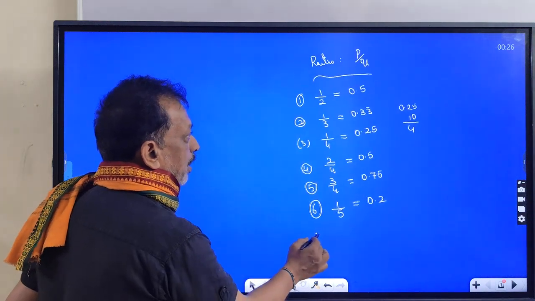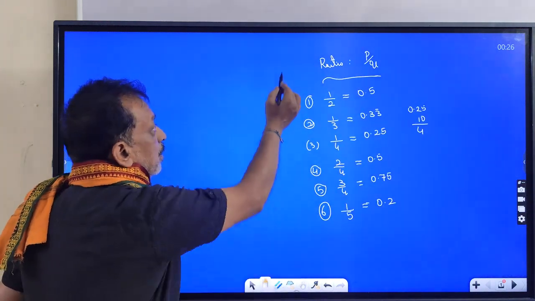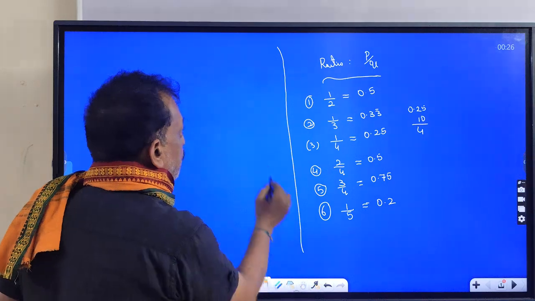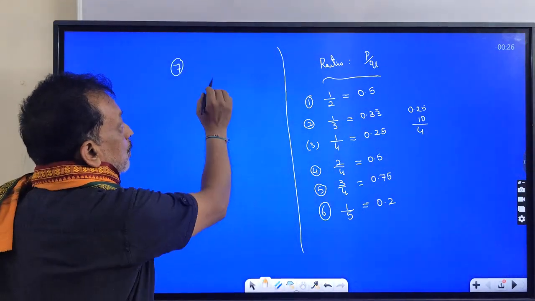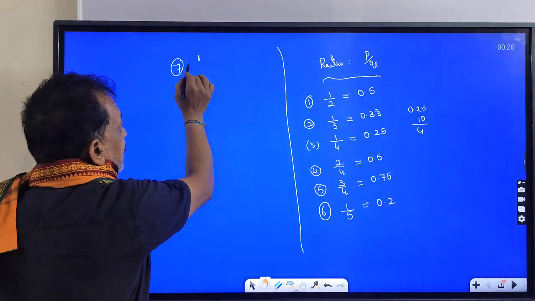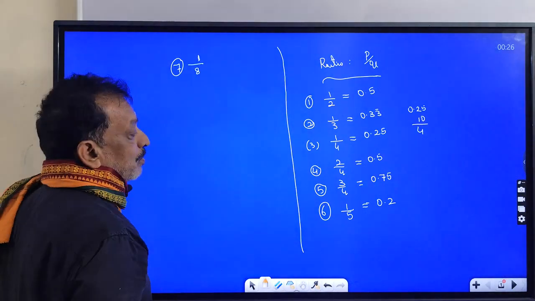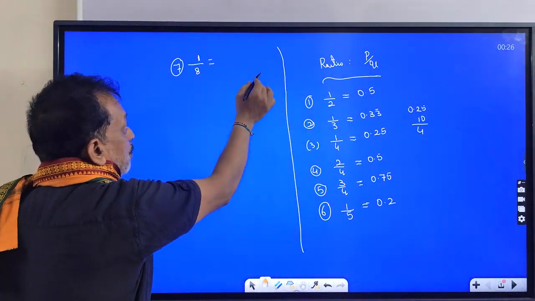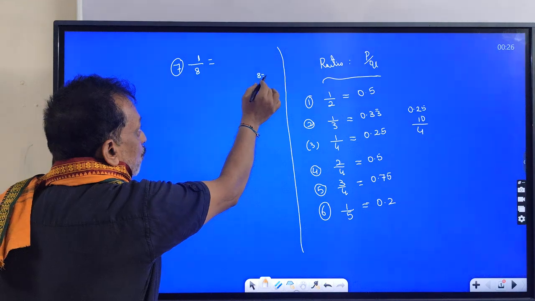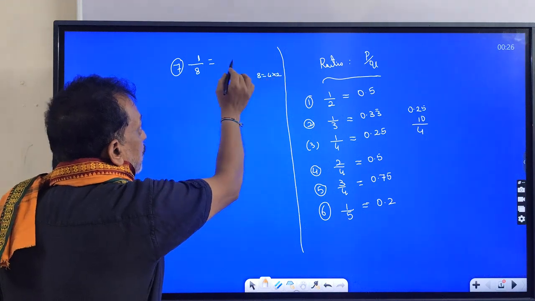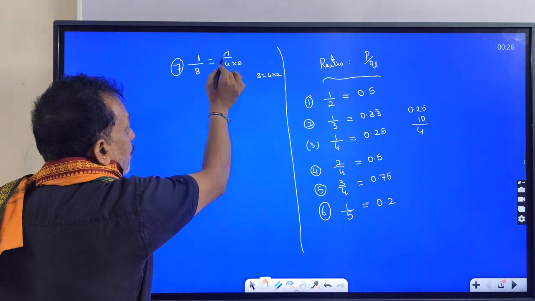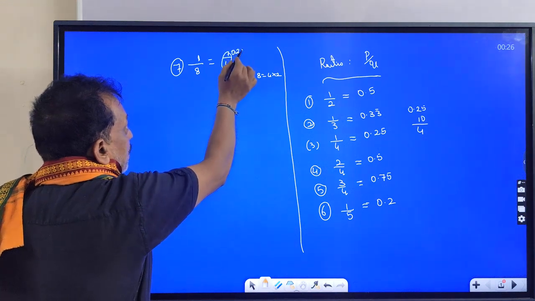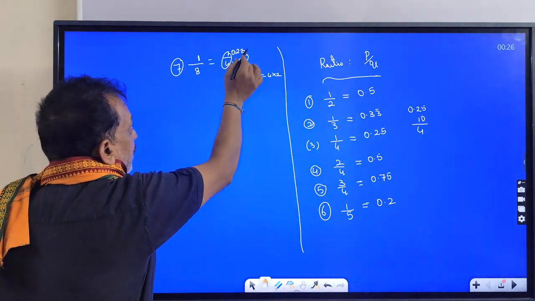Now again we are going to continue. Now suppose 1 by 8 is there. 1 by 8, how much? You have to make it, 8 can be written as 4 2s are 8. So that is 1 by 4 into 2. So 1 by 4 is 0.25 and 1 by 2 is 0.5.